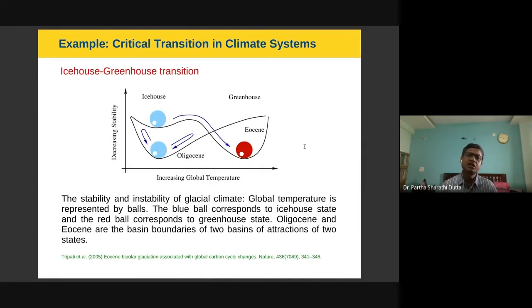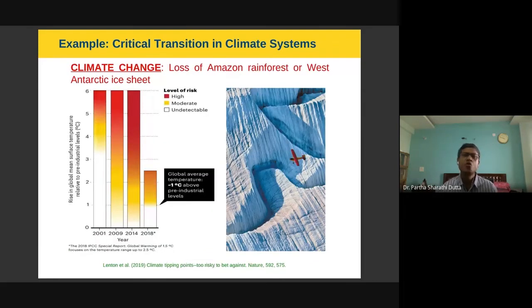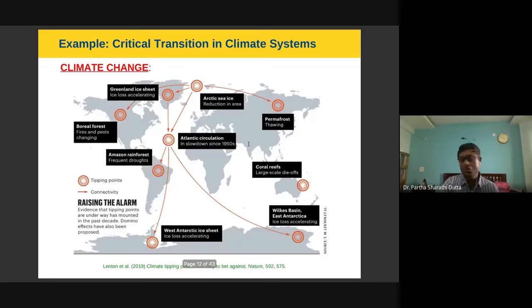This is an example of a critical transition in the climate system. As the global temperature is increasing, there is a possibility of sudden transition. Earlier it used to be Oligocene only, and now as the global temperature has increased, the greenhouse gases, carbon dioxide, nitrogen dioxide, methane, have increased in the atmosphere, and there is a transition from icehouse to the Eocene state. So this is one example of a critical transition in the climate system. There are more, like the Amazon rainforest, which is shrinking, and the West Antarctic ice sheets, which are melting. These are all examples of tipping points.